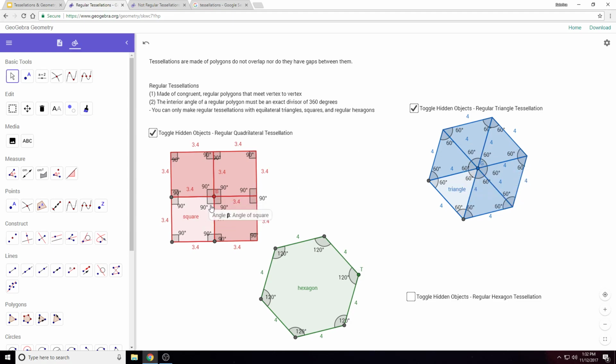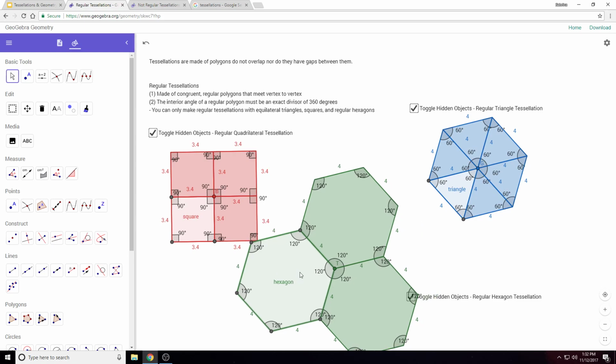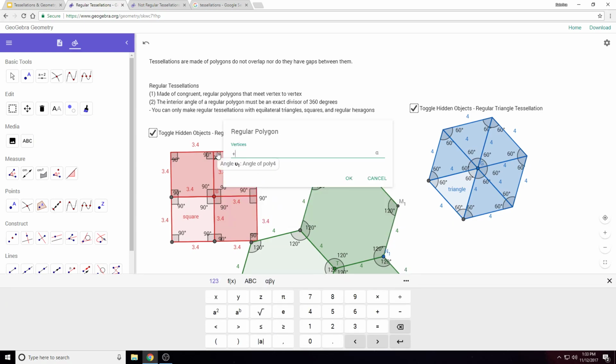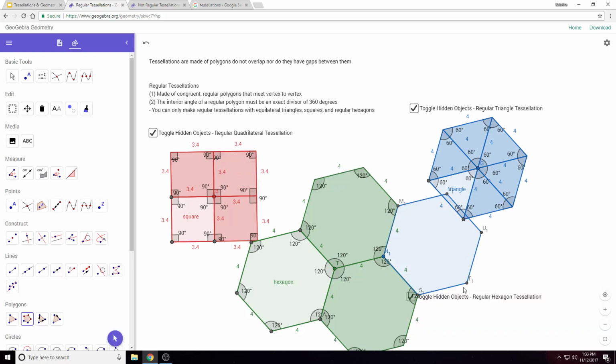And since 120 is an exact divisor of 360, in the same way 60 is an exact divisor of 360 and 90 is an exact divisor of 360, I can start to create a tessellating pattern because 120 evenly goes into 360 3 times. So I can place 3 hexagons so that they all share this one vertex T. And 120 3 times adds up to 360. And that's why I can begin creating a tessellating pattern. And if I wanted to, the easiest way to add to this is to use the regular polygon tool to add as many hexagons as I so please.